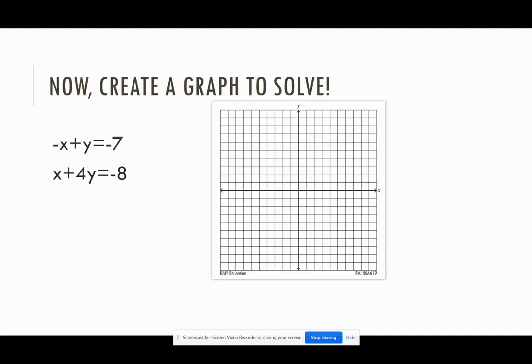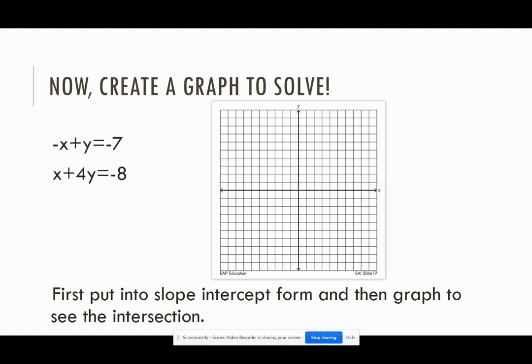So now we're going to create our own graphs. I want you to follow along with me on Desmos if you can, and we're going to try these together. We have to first always find the slope-intercept form of both of these equations and graph to see the intersections. I know graphing is tedious sometimes, but it is important to be able to graph these and see the intersection. And you will have some problems like these on the quiz.